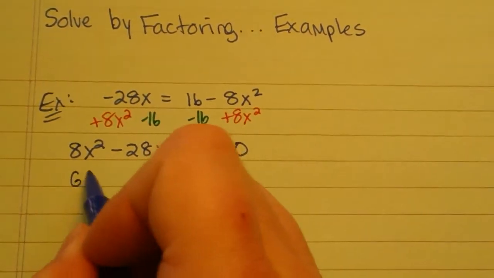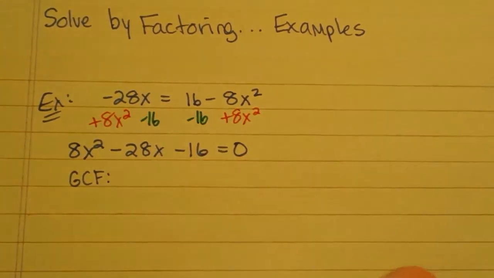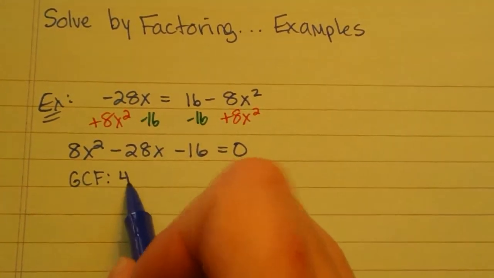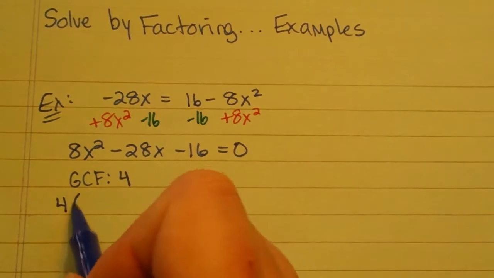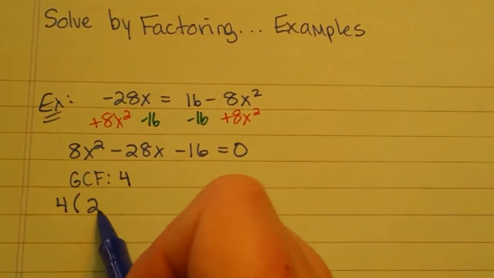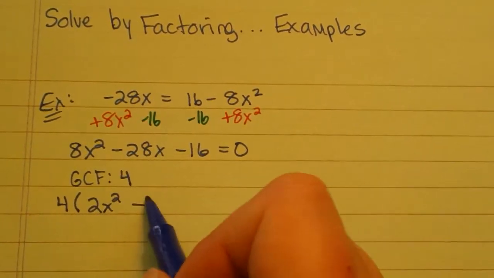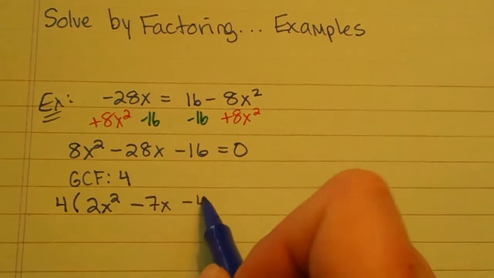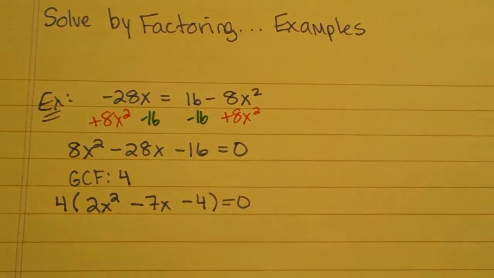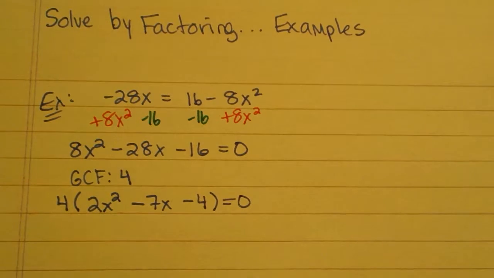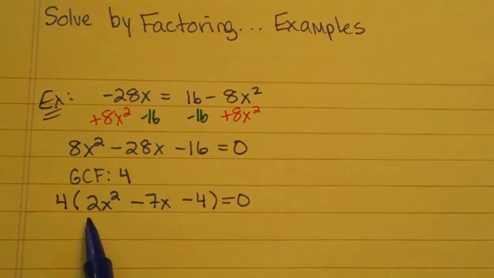Then I'm going to look for greatest common factor. All of those terms are divisible by 4. So I'll put the 4 out in front, and I'm left with 2x squared minus 7x minus 4 equals 0. I'm going to continue factoring that quadratic trinomial.